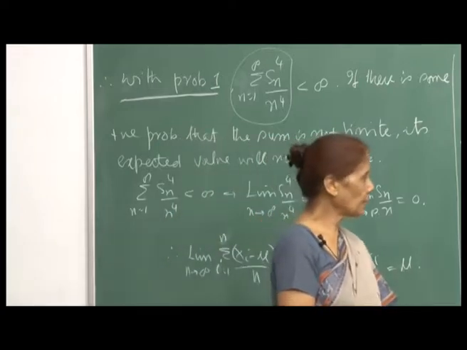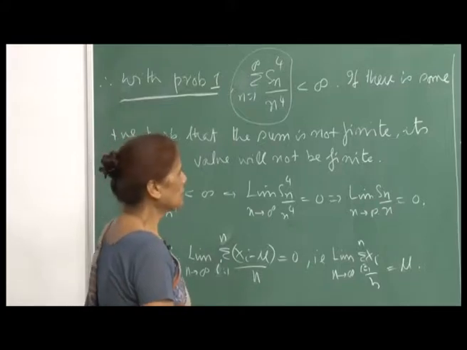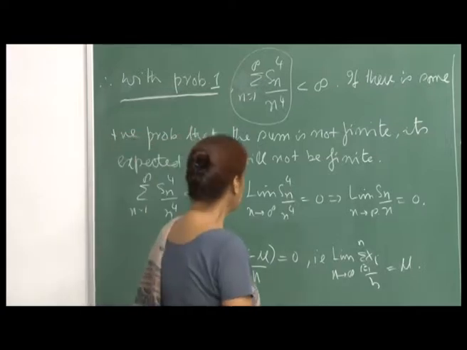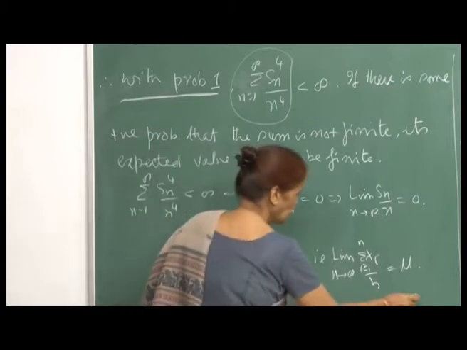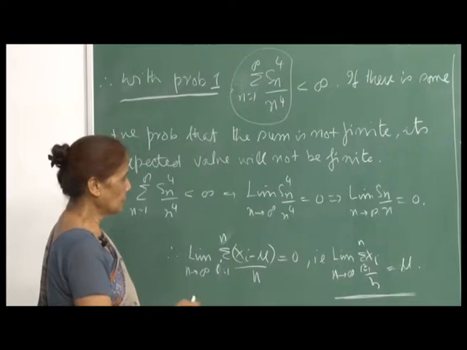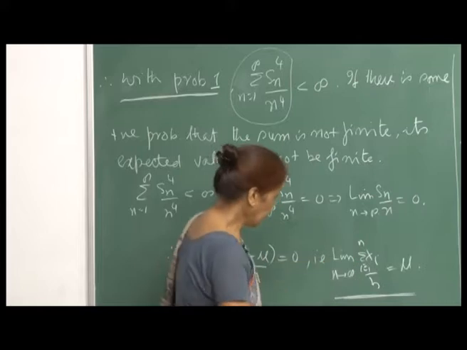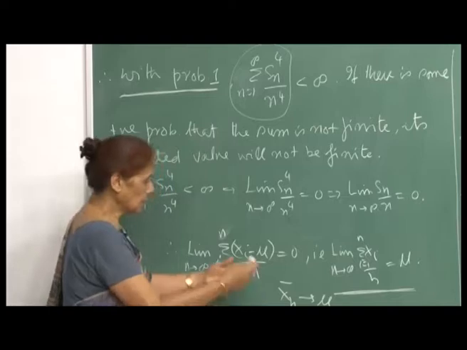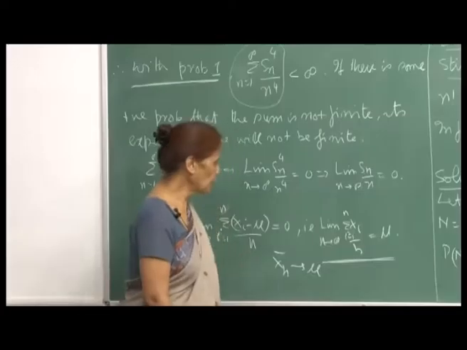Essentially, to prove this strong law of large numbers, first of all let us be clear. What we are saying is that this will happen with probability 1. That means it is a sure event, and as n becomes larger and larger, x_n bar will converge to mu. It will get closer and closer to mu, and this is a sure event. This is happening with probability 1.